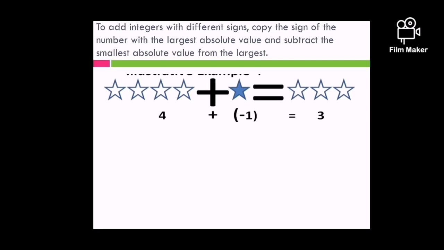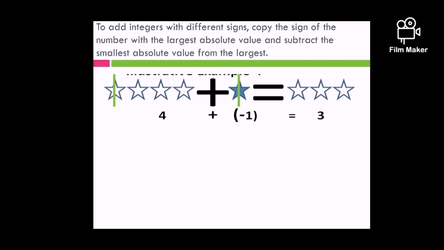Kung makikita ninyo, ang sagot dyan ay 3 white stars or 3. Let us cancel out the zero pairs. Kung makikita ninyo, isa lang ang zero pairs, may natirang 3 white stars. So, the answer is 3.